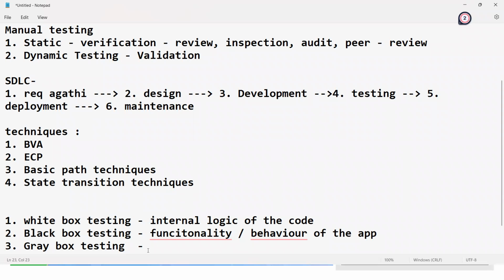Coming to gray box testing, the best example is database testing. For example, server level validation and client side validation. The person who works on gray box has the capability of doing both white box testing and black box testing. That means he has access to the code, and at the same time he also tests the GUI of the application. The best example is database testing. Database testers always know both the back end as well as the front end. So this is all about white box testing, black box testing, and gray box testing.